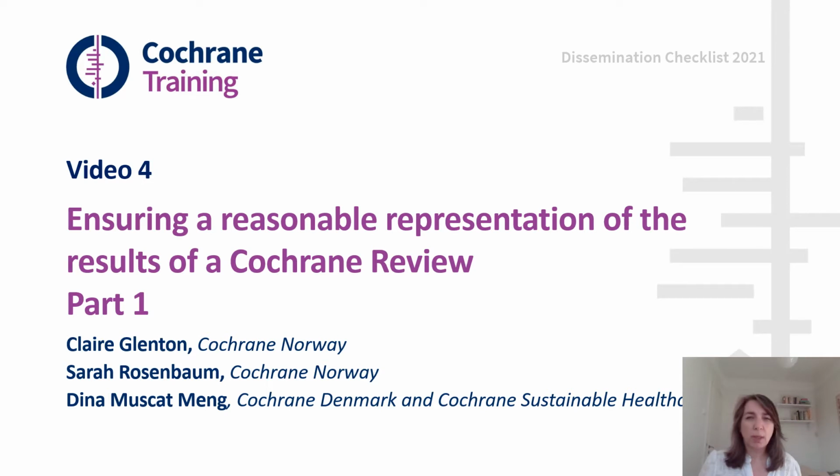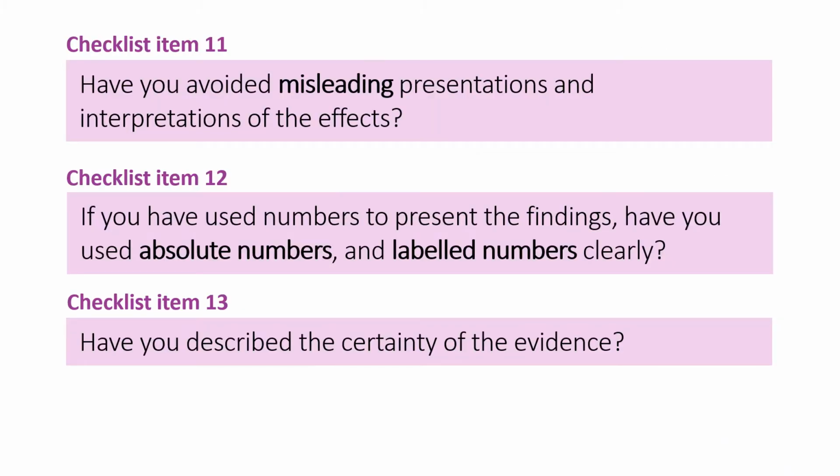This is part 1 of a video where I'll be talking about ensuring a reasonable representation of the results from a Cochrane review. In this video, I'm going to be talking about checklist items 11, 12 and 13. Have you avoided misleading presentations and interpretations of the effects? If you've used numbers to present the findings, have you used absolute numbers and labelled numbers clearly? And have you described the certainty of the evidence?